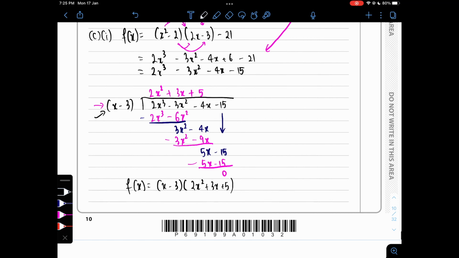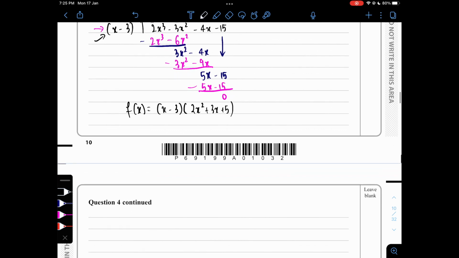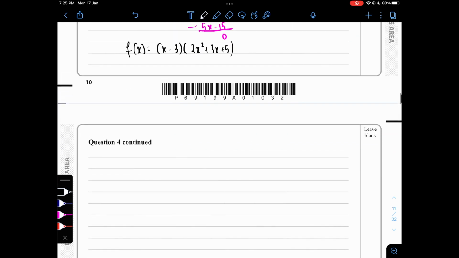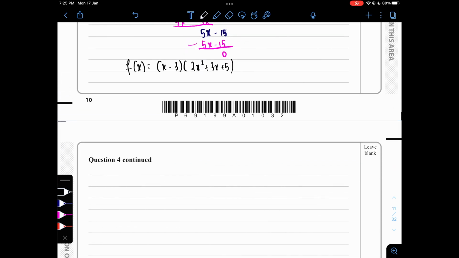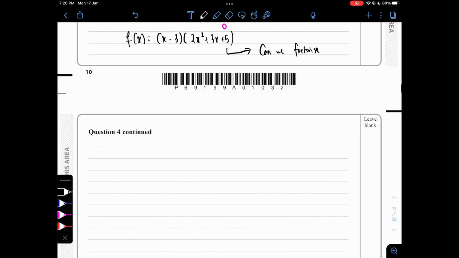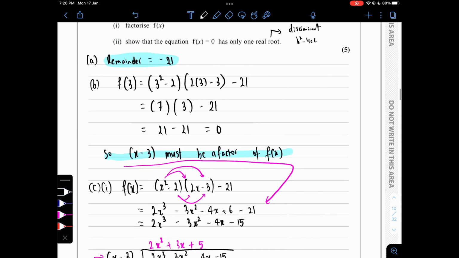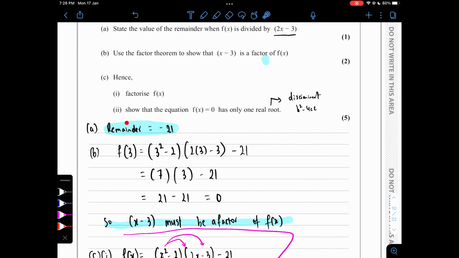Okay. Can we factorize this any further into anything? Can we factorize? Because the question was, can we factorize? Okay. So when you put this in calculator, we will actually get an imaginary number. So it's actually not solvable. But let's say we wanted to solve it. How can we check? This is where the other part comes into play, where it says, show that f of x equals 0 only has one real root.